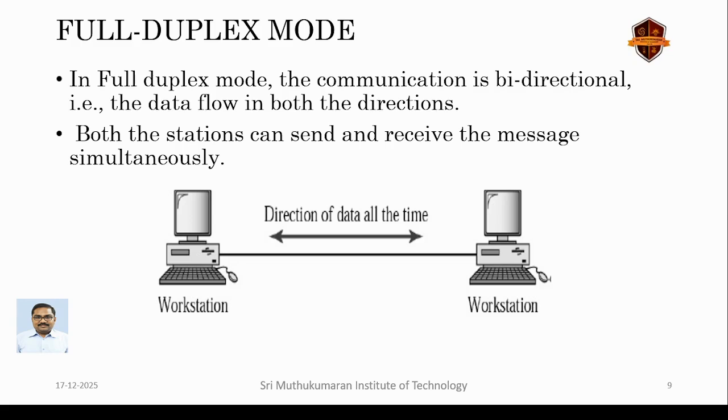Now the third type is full duplex. That is, the communication is bidirectional. Both sending and receiving can happen in both directions. The flow of data can happen between the sender and the receiver in both directions simultaneously. That is why it is called full duplex. So we have now seen 3 types of modes: simplex, half duplex and full duplex.